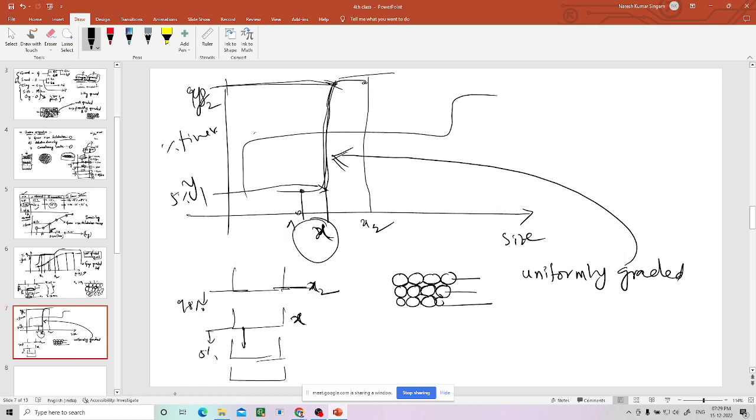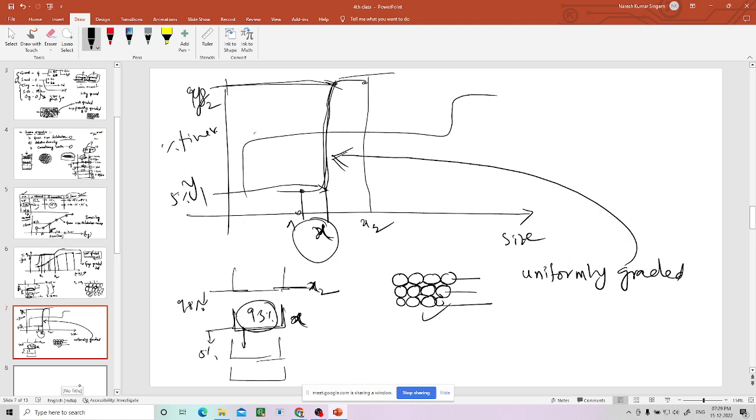Only 5% is passing. So here, 98 minus 5, 93% is retained at this position. Means all are in the same size. That is the reason why this is called uniformly graded. So now you understood what is uniformly graded, gap graded, then well graded. So you can grade the soil. This is the reason why these curves are called grain size distribution curves or gradation curves.